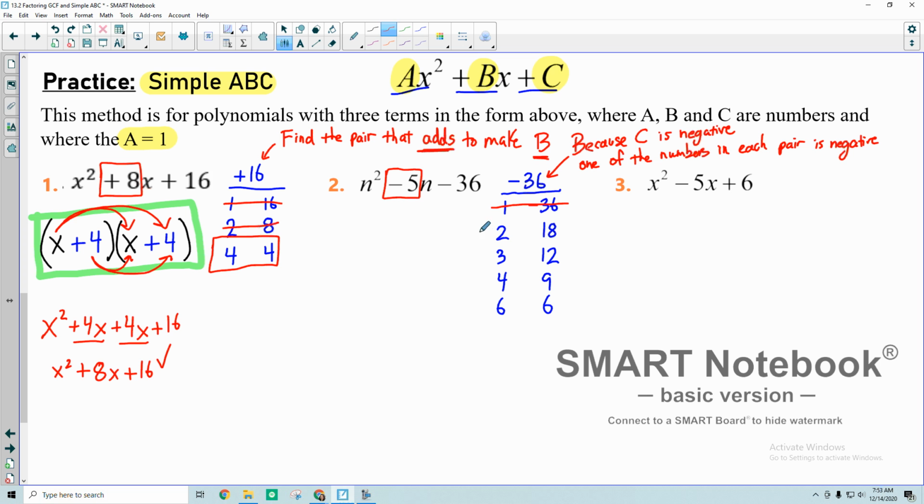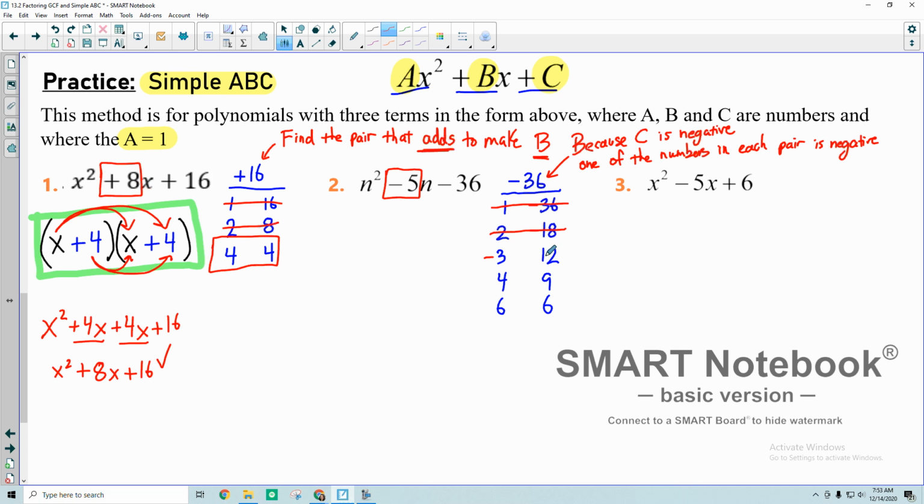So let's move on to the next pair. Let's say if this was negative. So negative 2 and 18 makes positive 16. That's not going to work. How about if this was negative? 2 and negative 18. That's going to make negative 16, so still not going to work. And I just keep going down the list of numbers. So how about if this was negative?